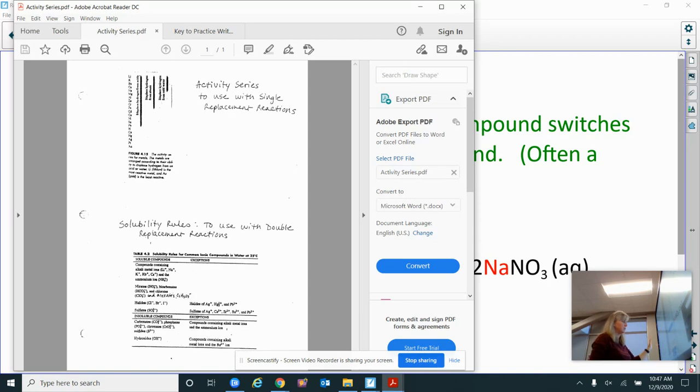The bottom part, the solubility rules, that's with double replacement that we won't get to till next week or later. Okay, so single replacement reactions with a metal replacing a metal or a metal replacing hydrogen, use that chart.